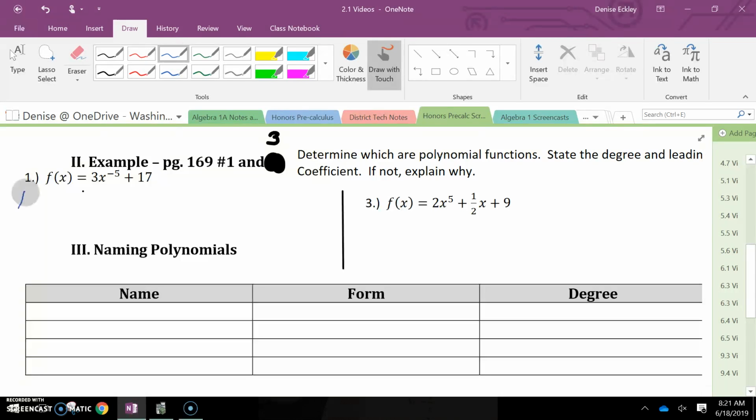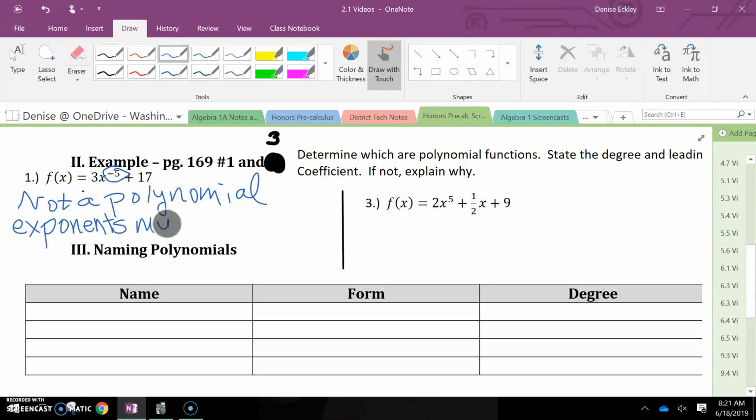Now this is not a polynomial. And the reason why it is not a polynomial is because you cannot have a negative exponent. Exponents must be positive integers. So there's nothing else to say about this one.